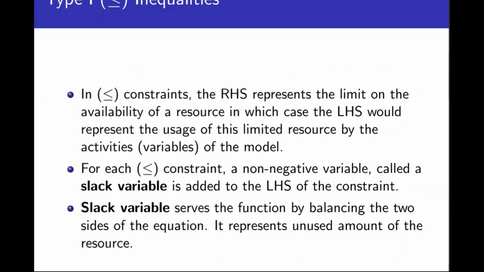In such constraints, the right-hand side represents the limit on the availability of a resource, in which case the left-hand side will represent the usage of this limited resource by the activity variables of the model. For each such constraint, a non-negative variable called a slack variable is added to the left-hand side of the constraint. Slack variables serve the function by balancing the two sides of the equation. It represents the unused amount of the resource.